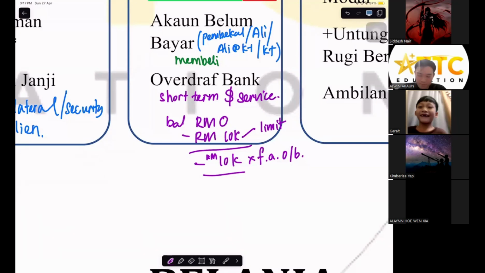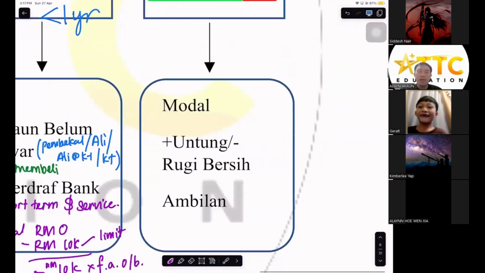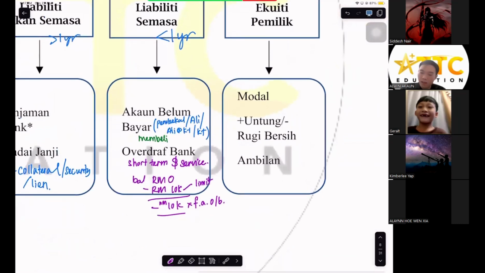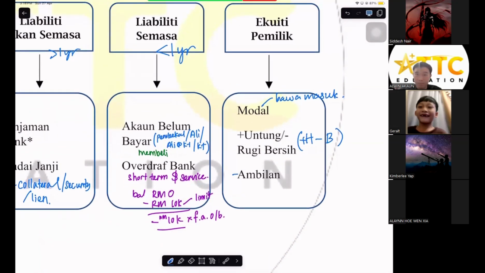Okay, overdraft bank. Then equity per million is your capital inside. Modal. Okay, modal: normally when you see words like bawa masuk, that will give you the idea of modal. Untung bersih rugi bersih is actually the hasil minus belanja, minus the ambilan. Then the balance will be the balance for equity per million.